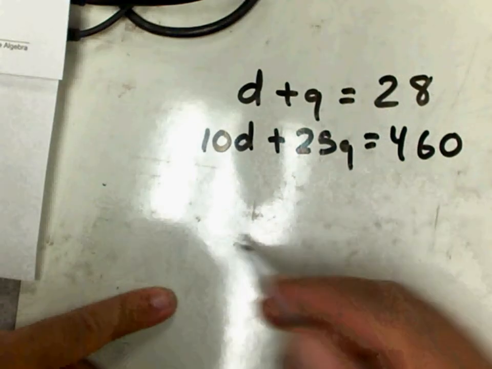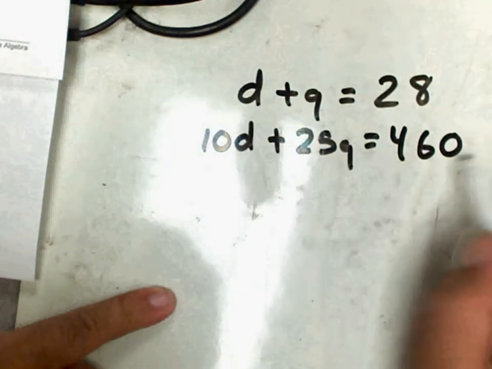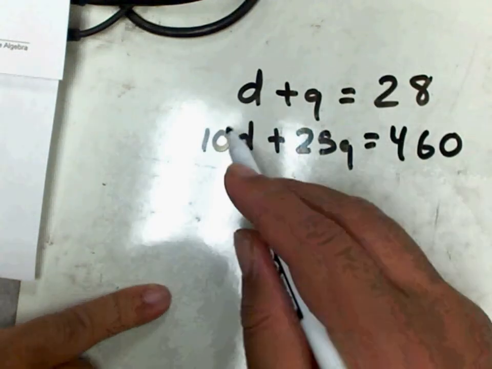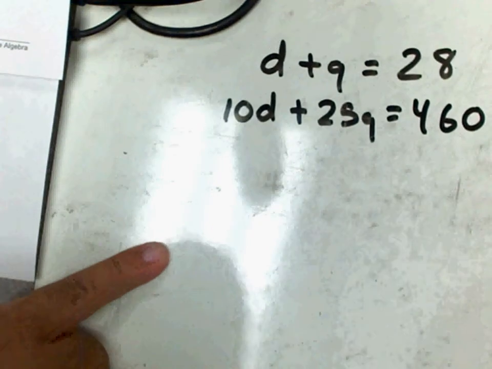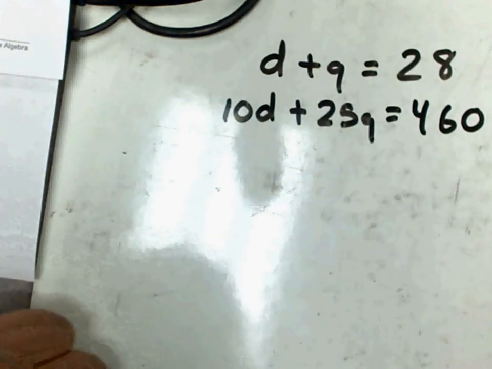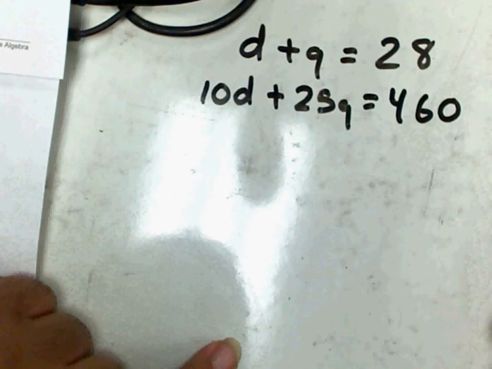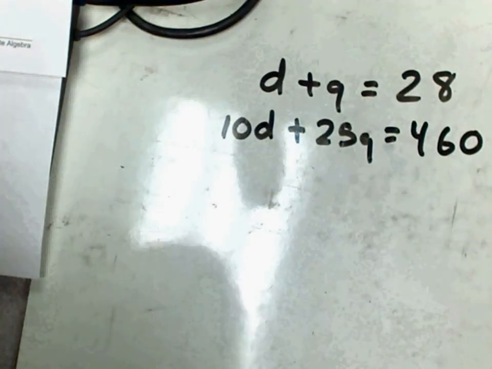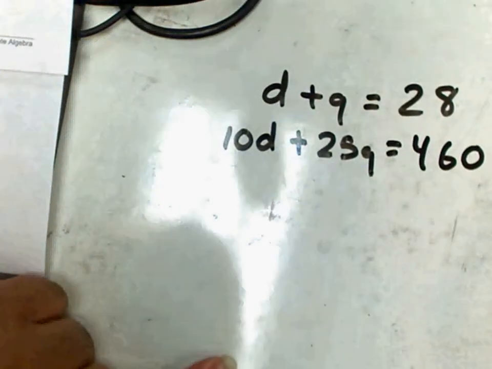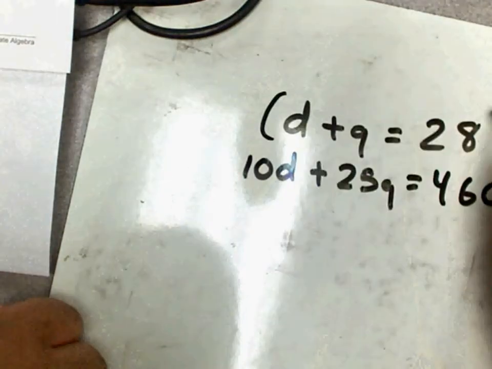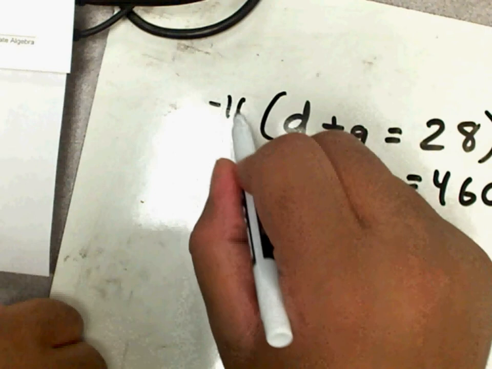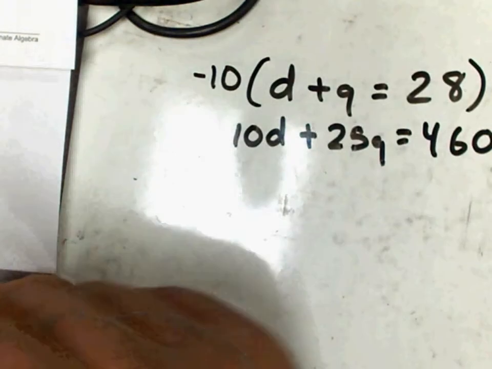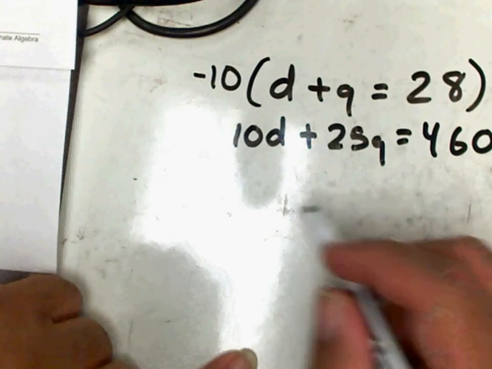Alright, so now this is similar to an elimination problem. You can solve it as elimination, or you can solve it as a substitution problem. Okay, I'm going to go ahead and do elimination because it's already set up like this. So I want this top to be just like the bottom, so I'm going to multiply this top by -10, and that way I can get rid of my dimes, and I can solve for quarters because that's what we're looking for.